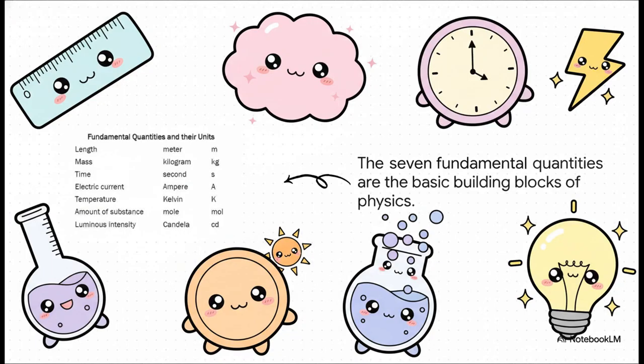Just look at this list. Absolutely everything in the universe, from a giant star to a tiny speck of dust, can be described using combinations of just these 7 things. Think of them as the atoms of measurement. They're the absolute foundation that everything else is built on.